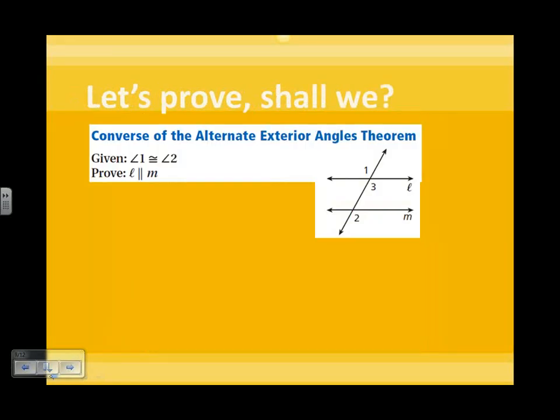Okay, so let's prove the converse of the corresponding angles postulate. I'm going to start with my T-proof setup, and I have my statements and reasons.